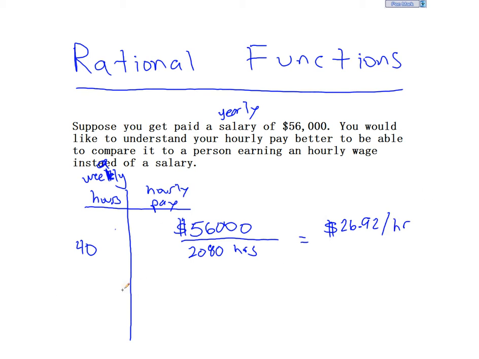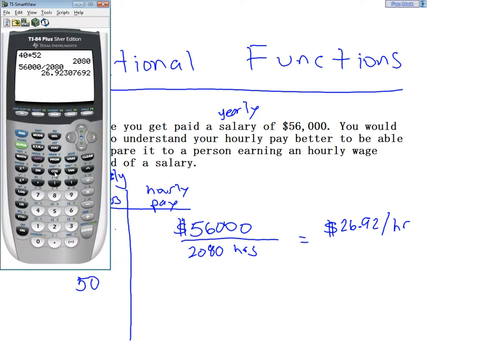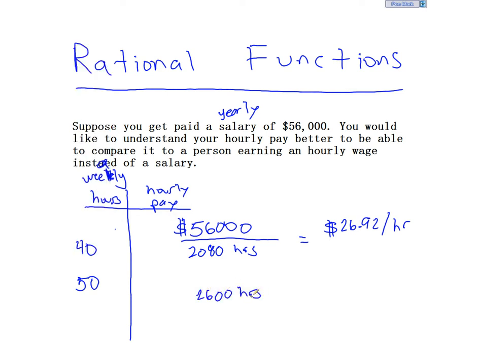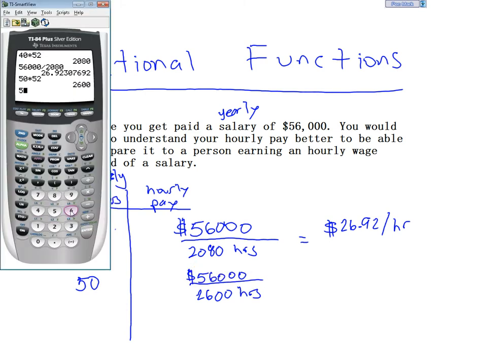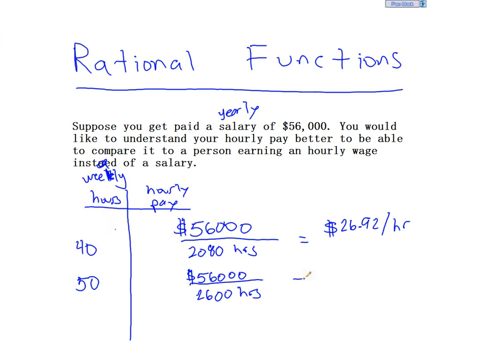Well, what happens is this starts to increase. Most people who are salaried work a lot more than that. So say 50 hours. We would need to figure out the total hours in that year, since the salary is based on a year. So 50 hours per week times 52 weeks, this person will have worked 2,600 hours in that year, and 56,000 divided by 2,600 hours comes out to about $21.54 per hour.